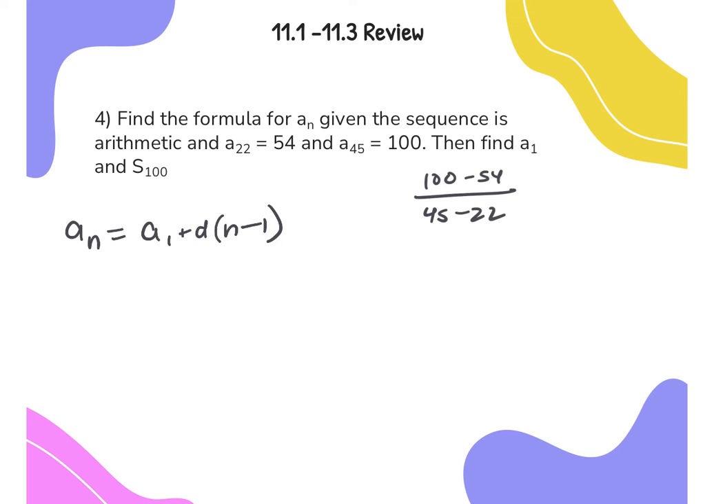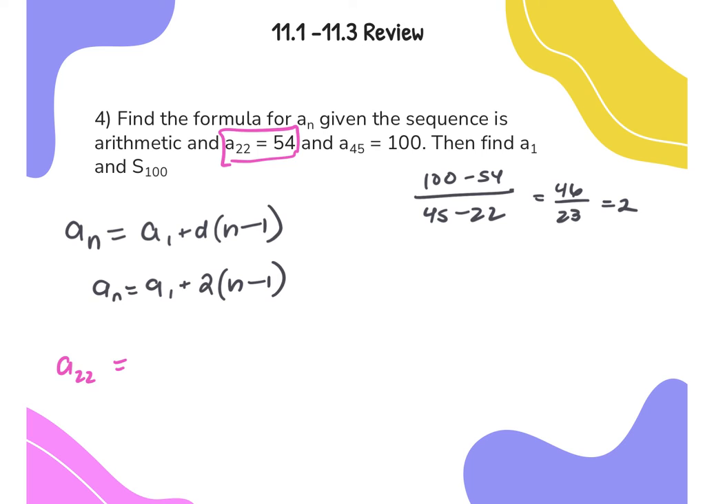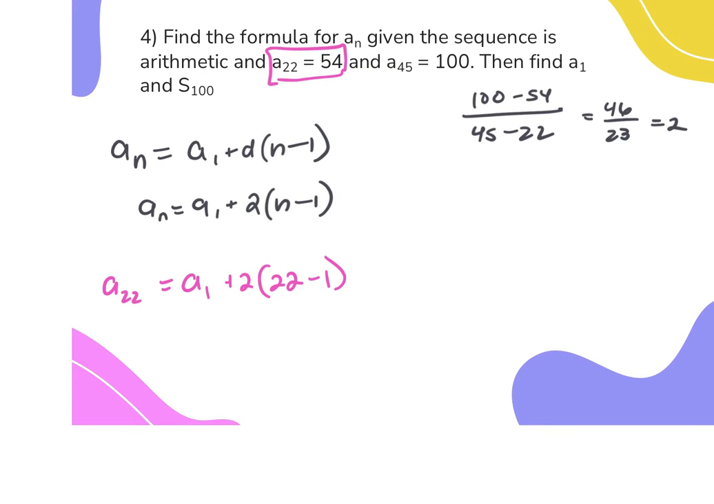So 100 minus 54, 46, over 23, and I get 2. Now I have that part, 2 times n minus 1. I still don't know a_1. So I have to use one of the ones that's given to me. And I can use either one, but let's say I use a_22. If I put a_22 on the left, it would equal a_1 plus 2 times 22 is the n, minus 1, and a_22 is 54.